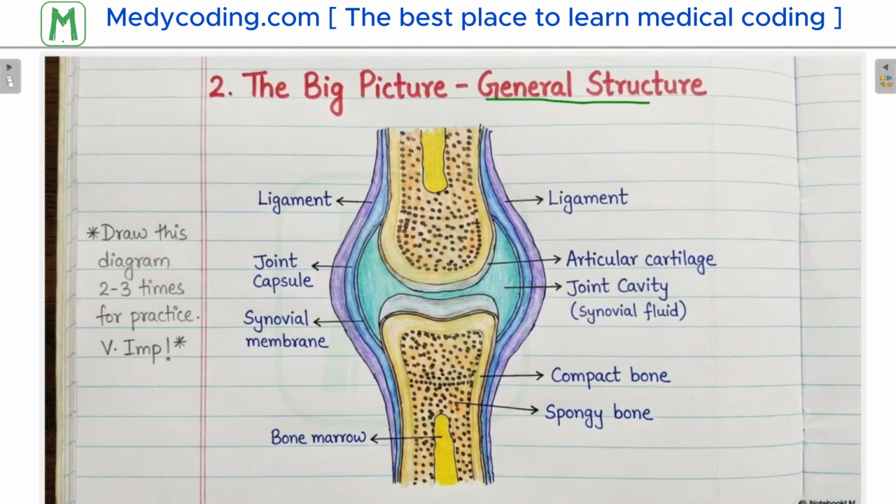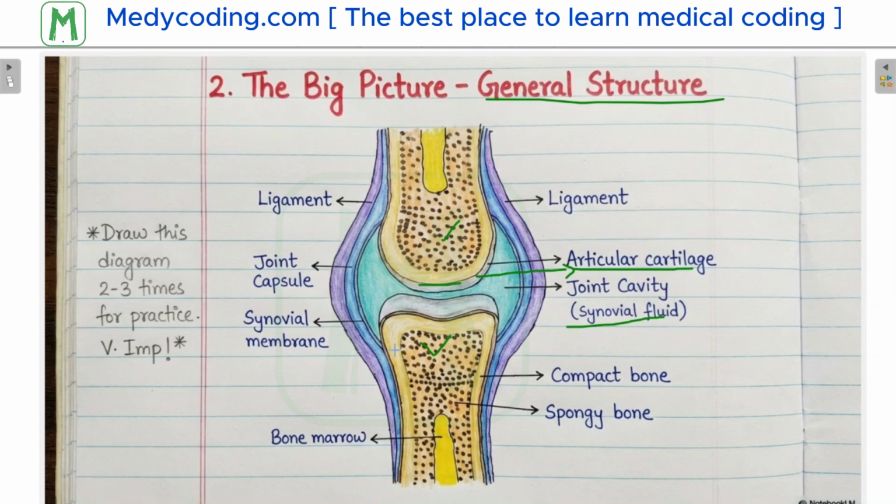So this is the complete structure of the synovial joint. These are the two bones that are involved in the joint. You can see in this image, these two bones are not in direct contact. The space is filled with synovial fluid, and synovial fluid reduces friction. The end of the bone has a covering that is known as articular cartilage. Here it is called hyaline cartilage.